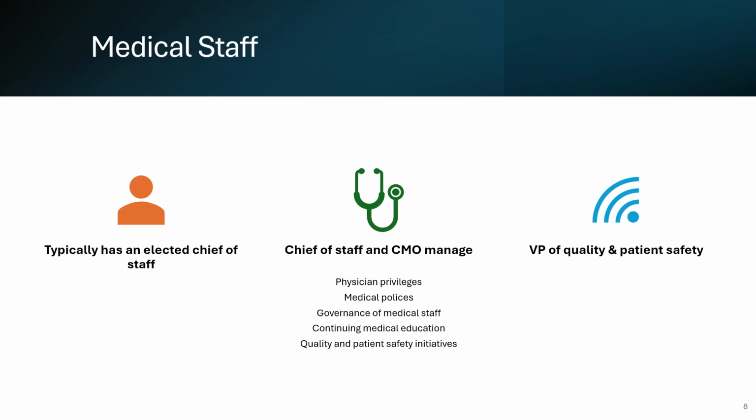In larger health systems, you'll often see an additional role, which is the Vice President of Quality and Patient Safety. This position usually reports to the CMO and leads a broad, multidisciplinary effort across all departments to improve patient care and quality, also safety and outcomes throughout that continuum of care. In some organizations, this VP role may instead report to the Chief Nursing Officer.